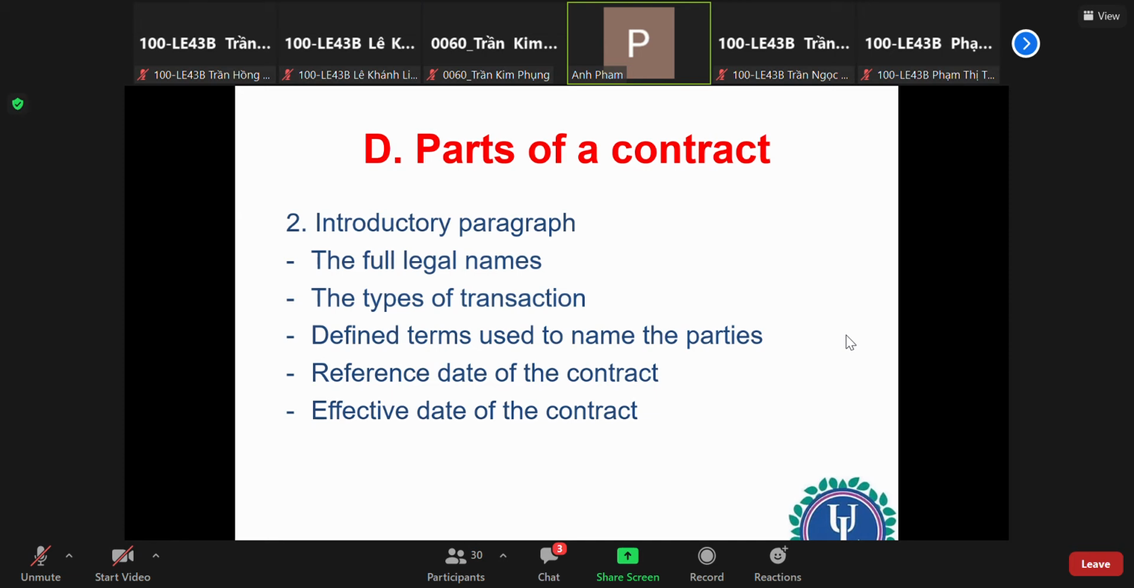And if you draft the contract in English, in the ERC, they require you to note down the Vietnamese name and also the English name. And if the contract is in English, you need to use the official English name of that company.